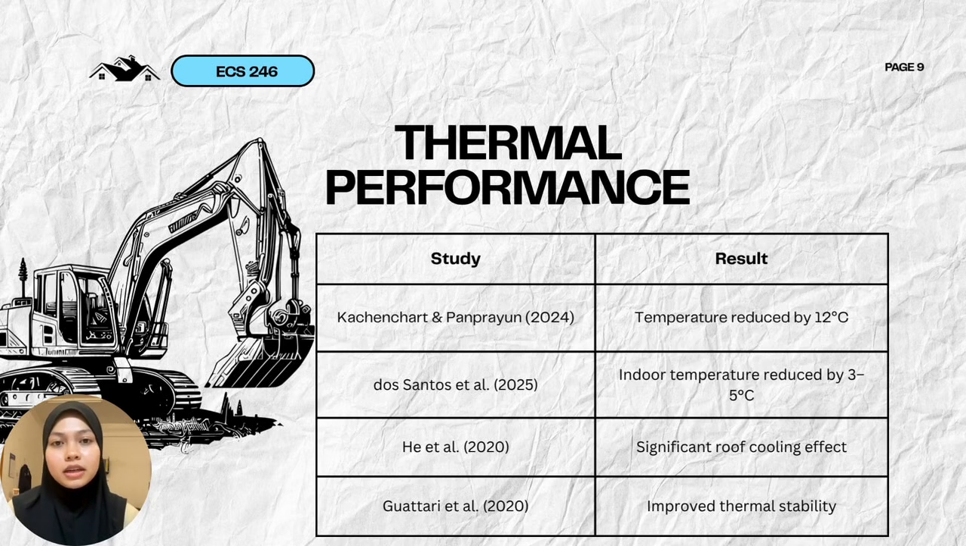Based on the selected studies, green roofs significantly improve thermal performance. Kachenchan and Pan Prayun 2024 reported a roof temperature reduction of up to 12 degrees Celsius. Guaido Santos et al. 2025 found indoor temperatures were reduced by 3 to 5 degrees Celsius. Overall, green roofs reduce heat gain and improve indoor thermal comfort.